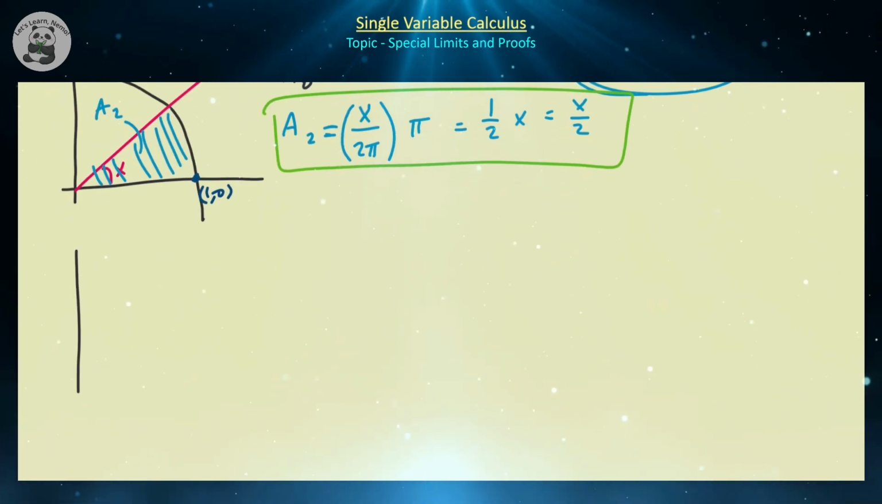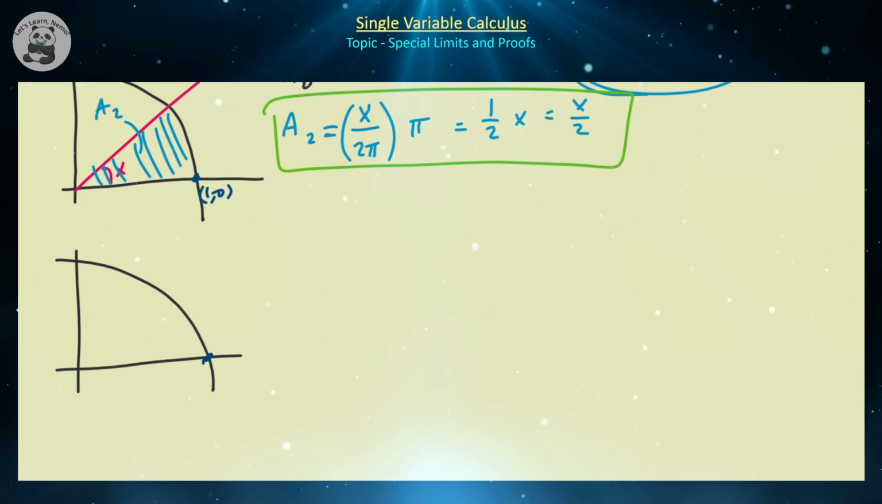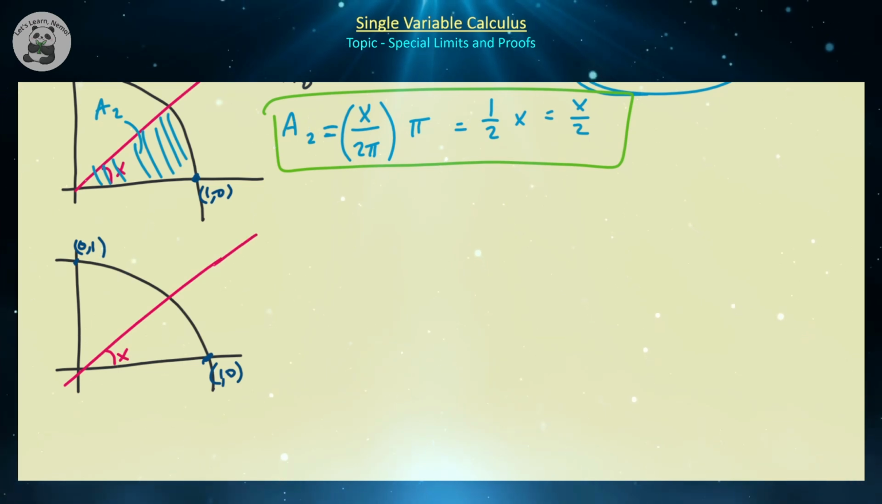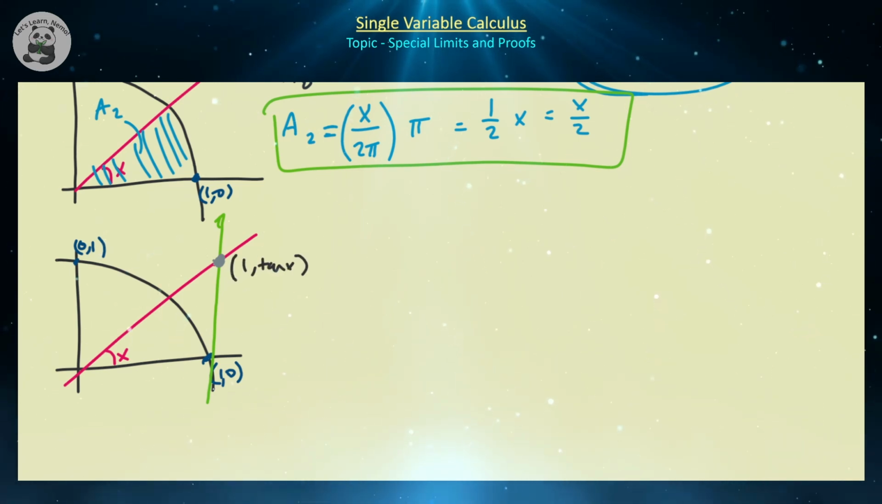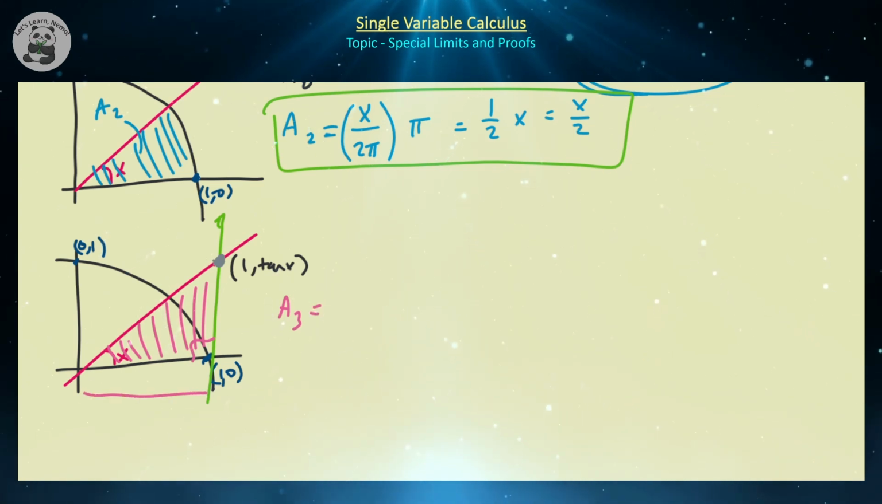So let's consider another picture. Same base circle, (1, 0), (0, 1). Same interior angle x. And now let's consider the line tangent to the unit circle at the point (1, 0). And we're going to be focusing on that point of intersection there, which you should know from basic trigonometry is the point (1, tangent of x). So my next question and focus is going to be the area of this triangle, which is again going to be a right triangle. So A3 is going to be equal to what? So the length here is going to be 1. The height is going to be equal to tangent of x. So it's going to be 1/2 base times height.